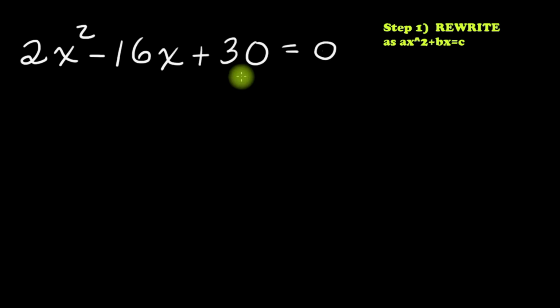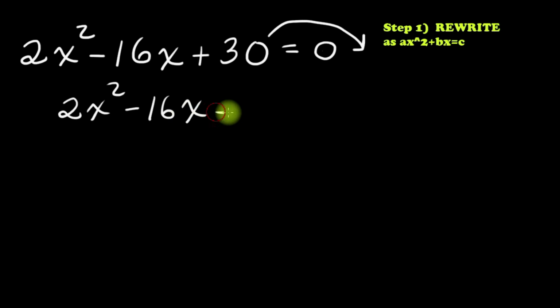Now because your c is on the left side of the equal sign, we would have to move that to the right side of the equal sign, because we want c to be on the right side. We're going to bring that over here. So to get rid of this positive 30, we would have to subtract 30. So it's going to look something like this: 2x squared, take away 16x. And then when you subtract 30 here, you get 0, and you get negative 30 on the other side. Okay, so that's step number 1. That's the first thing you need to do.